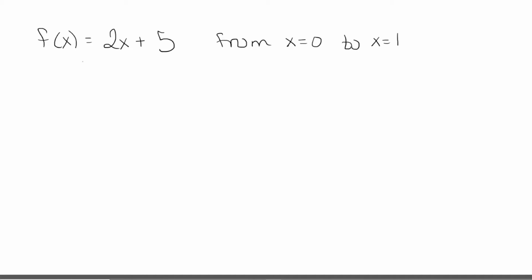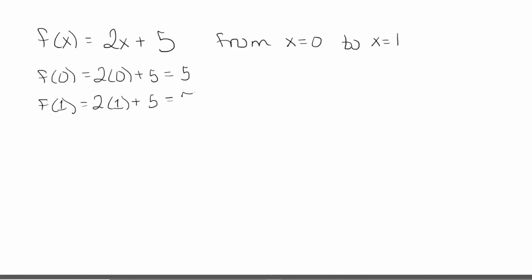Next, let's consider the function f of x equal to 2x plus 5. By finding f of 0, we have 2 times 0 plus 5, which is 5. For 1, we have 2 times 1 plus 5, which is 7. So my average rate of change would be 7 minus 5 over 1 minus 0, which is 2, the exact same as the slope of our original line.